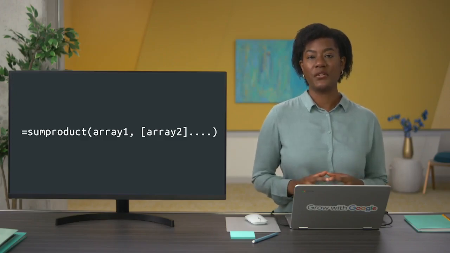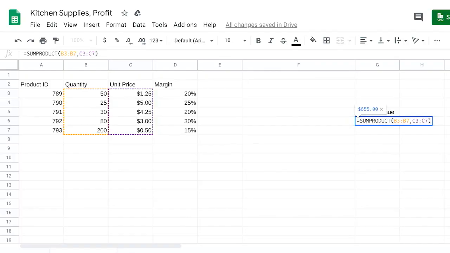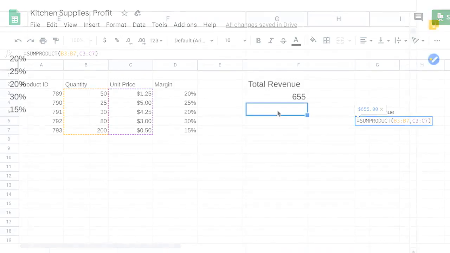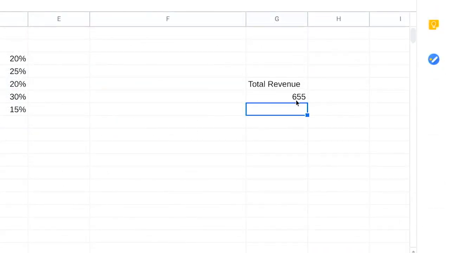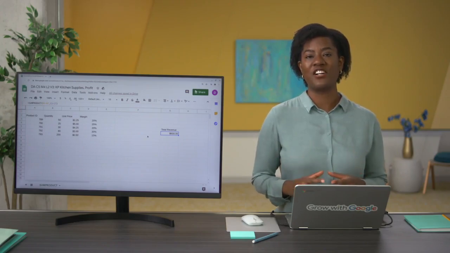We don't need to include the brackets in our actual formula. We included them in the syntax example to clearly define each array for you. Then we press Enter to get our total revenue. Since we're dealing with revenue, we'll format the number as currency. So we've learned the total revenue is $655.